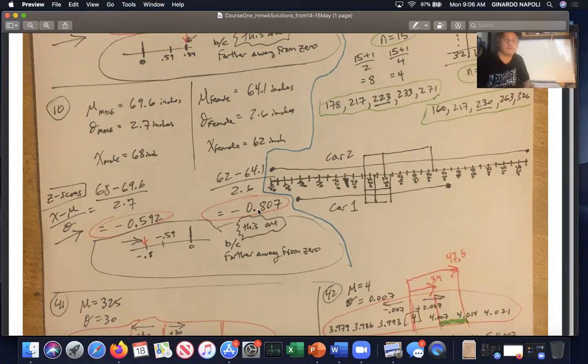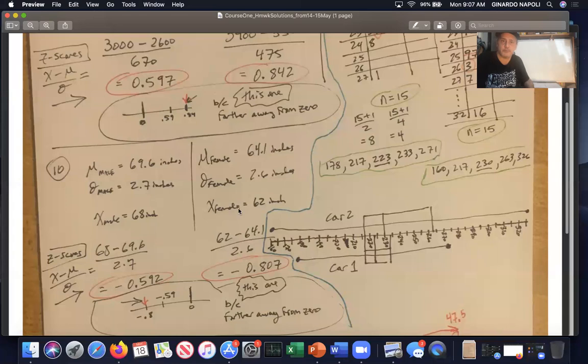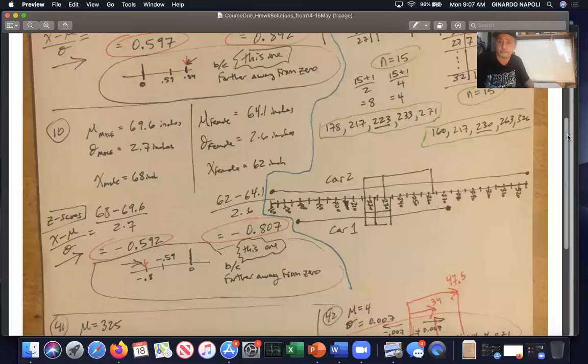And so what does that mean? Well, since this is negative, that means less than the mean. And since this is farther away from 0 than the male number, that means the female is less tall relative to her population than the male. That's what that means. So this 62-inch female is less tall relative to her own population than the male is, and we get that by analyzing the z-scores. These are kind of similar if you notice: 0.8 and 0.8, one's negative, one's positive.